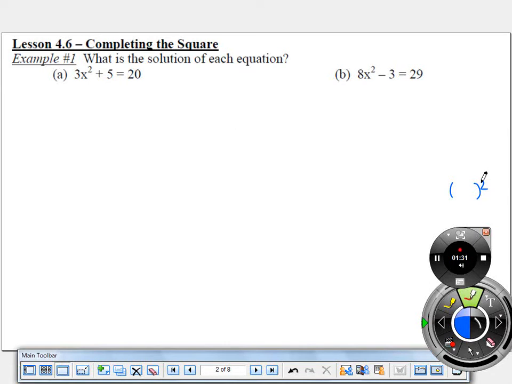We want to get the squared part alone. So in this first equation, I would subtract 5 from both sides. So I'd have 3x squared equals 15. The squared part is still not alone yet here, okay? 3 is not being squared. X is being squared. So the next thing I would want to do is divide both sides by 3. So I would have that x squared is equal to 5, okay? And then here's where I'd take the square root to see what x is alone.